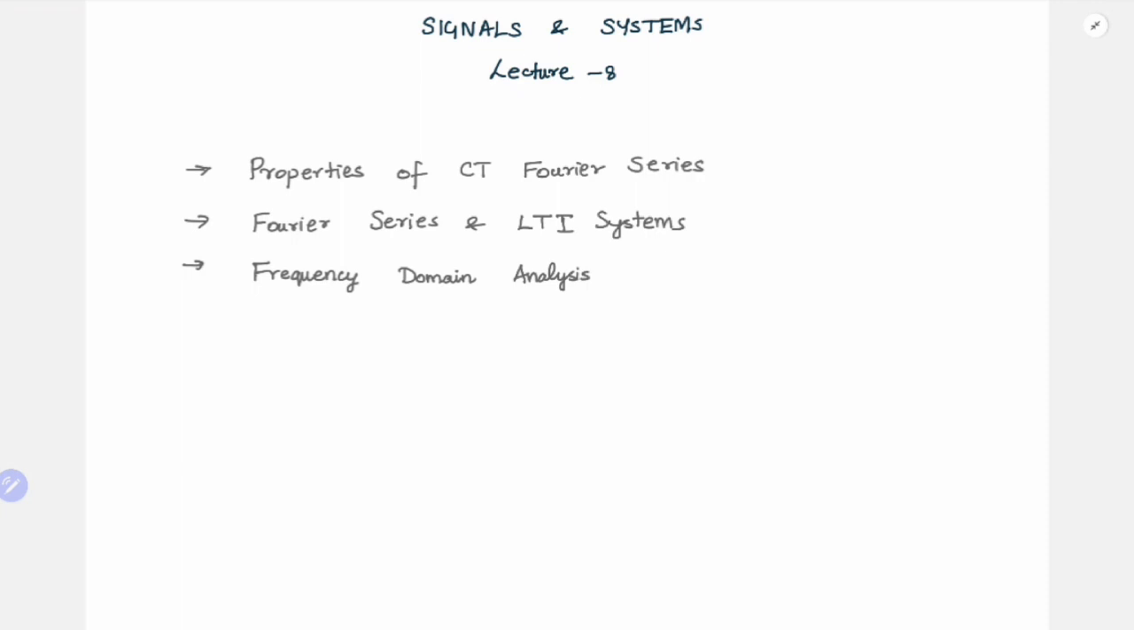In the previous video, we saw the Fourier series and the derivation of the Fourier series coefficient, and also the convergence of Fourier series, and finally concluded with Dirichlet conditions and Gibbs phenomenon. In this lecture, we'll see the properties of continuous time Fourier series, and we'll relate the Fourier series with the LTI system, and finally see the frequency domain analysis. So let's get started.